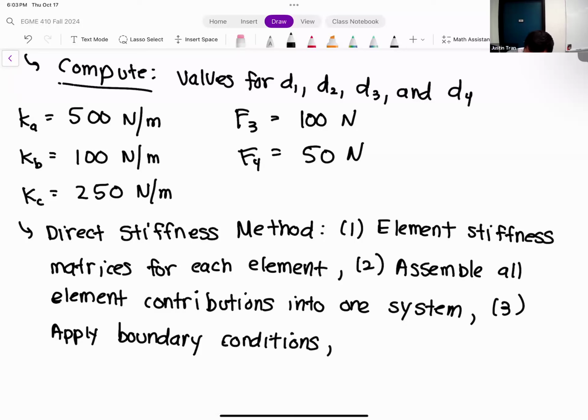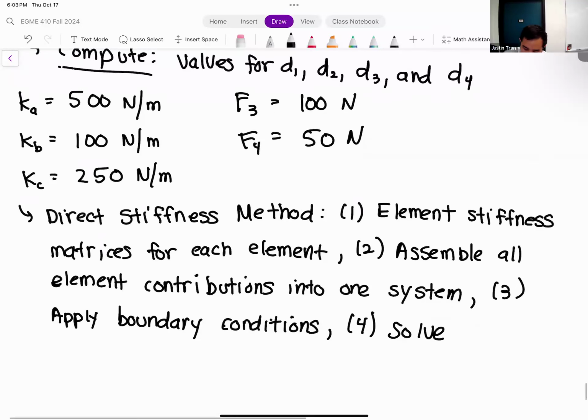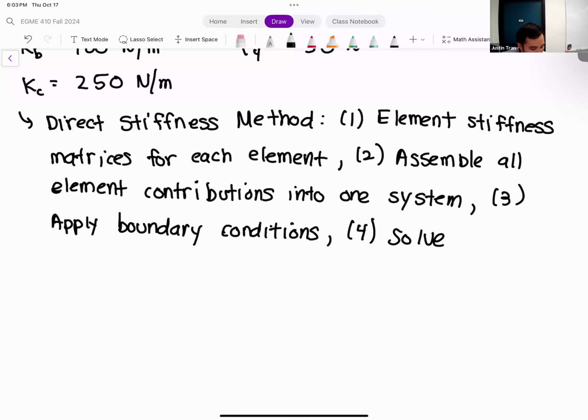Okay. And then step four is to actually solve. So step four is when you actually plug it into either MATLAB or your calculator. So step one, step two, step three, that's where you're going to spend most of your work. And I guess step four, depending on how quickly you can punch numbers into a calculator, that'll be the last. Okay. So let's start with the first step in the process, the element stiffness matrices for each of the elements.